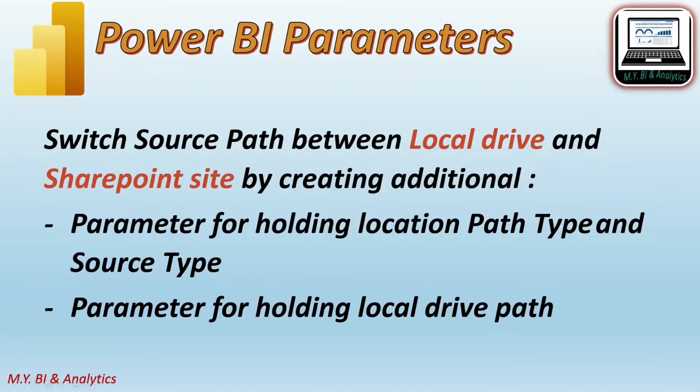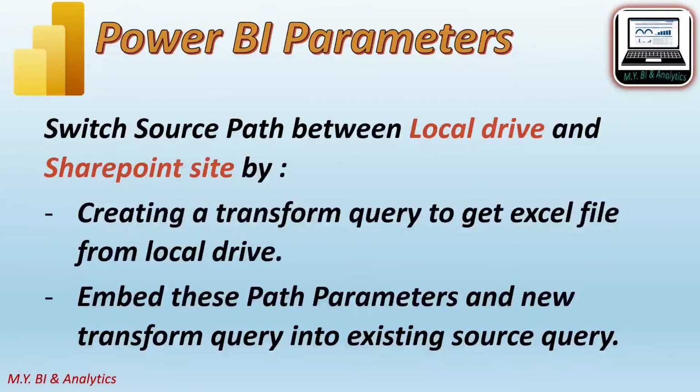For this changing, first we need to create two new parameters. First parameter is for holding source location path type and source type. Another parameter is for holding local drive path. Secondly, we need to build the transform query to get Excel file from a local drive. Lastly, we need to embed the newly created parameters and the new transformed query into our existing source query.